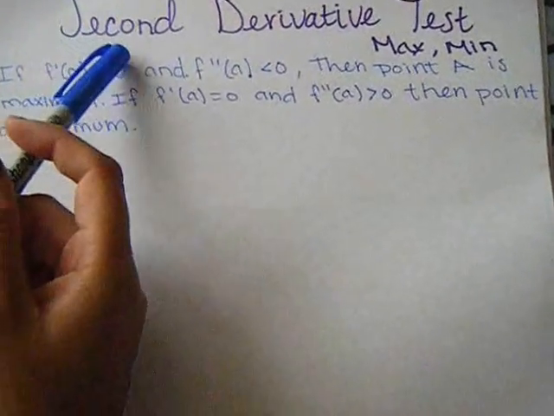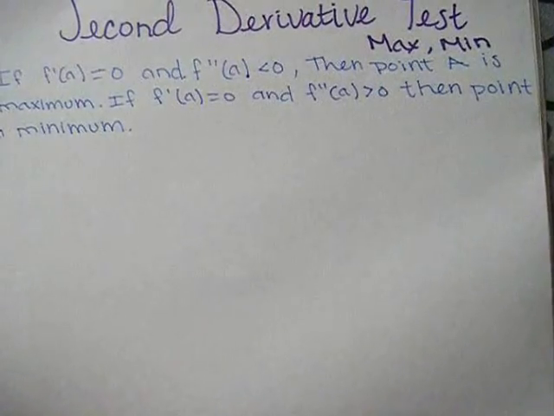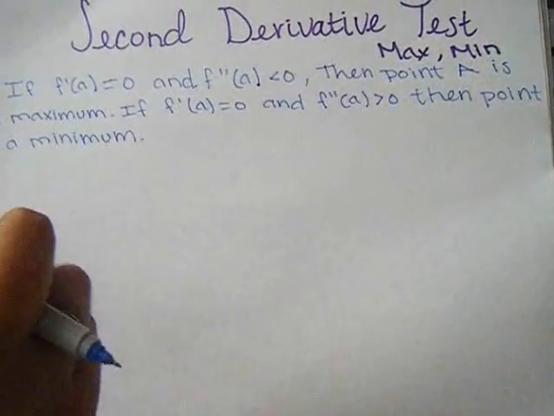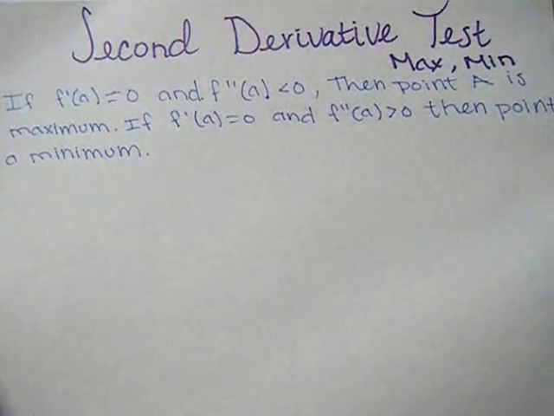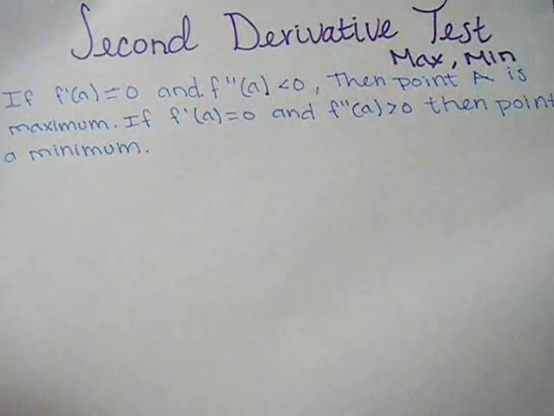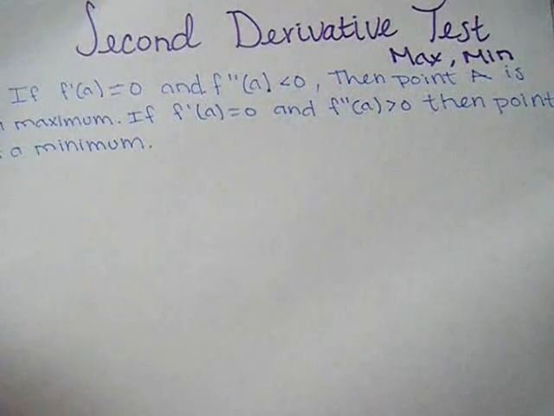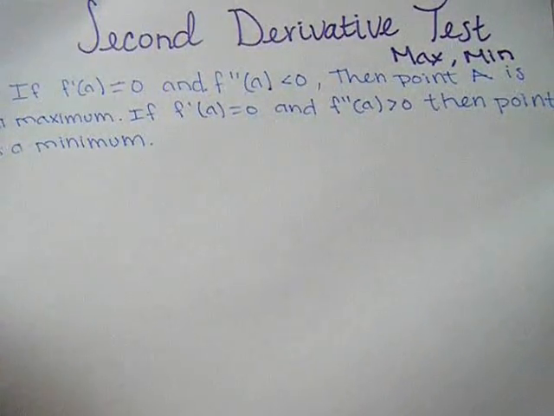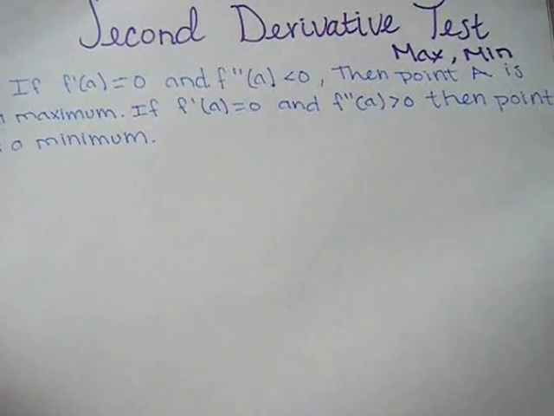Okay, so today I'm going to show you guys how to do the second derivative test to find your max and mins. Something important to remember is that if the first derivative of a is equal to 0, and the second derivative of a is smaller than 0, then point A is going to be a maximum. And if the first derivative of a is 0 and the second derivative of a is greater than 0, then point A is going to be a minimum.